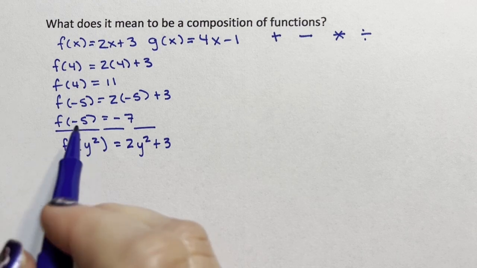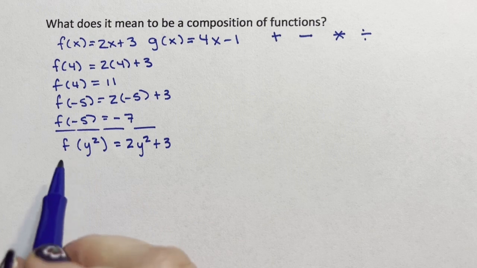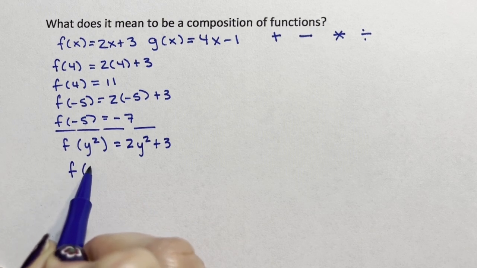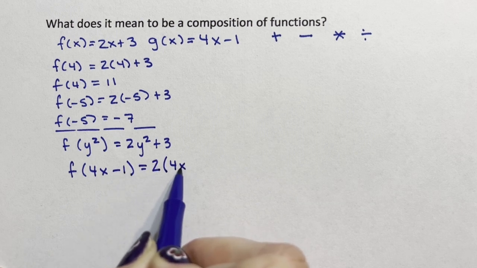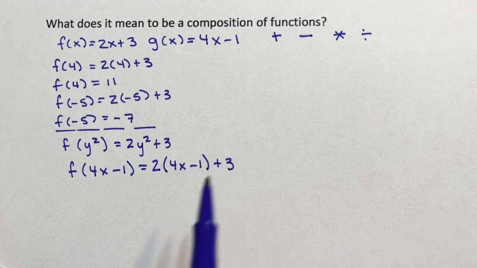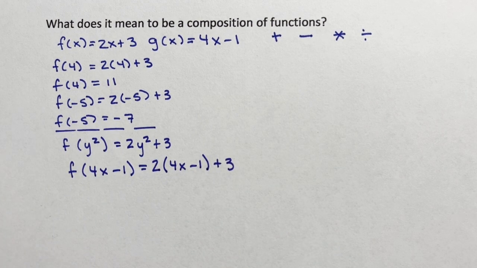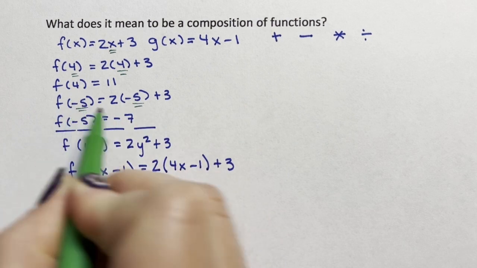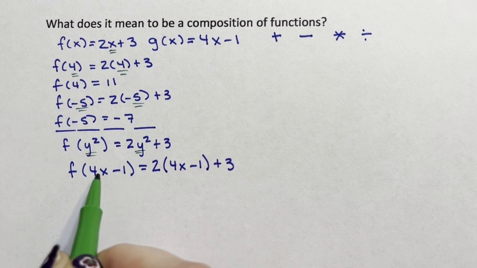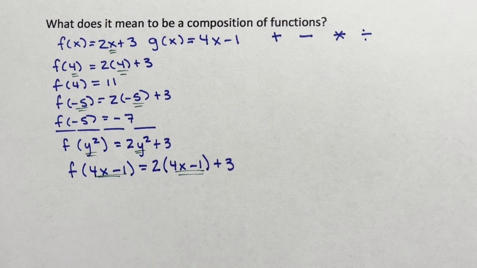What if I turned my x, instead of into y squared, what if I said f of 4x minus 1? So now I have 2 times 4x minus 1 plus 3. Notice in every single case, I am just changing this x into whatever is in my input spot. In this case, it's a binomial, but it's still doing the exact same thing, replacing that x, that input, with whatever I have in my input spot.